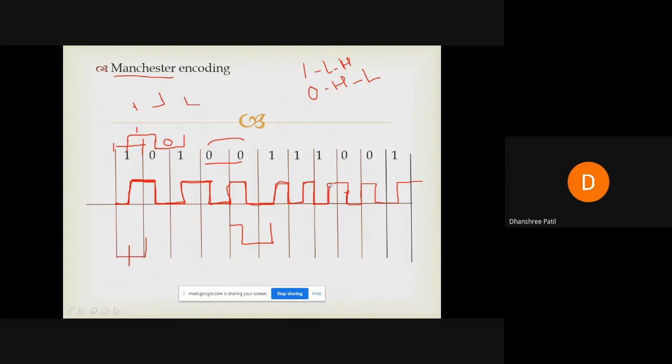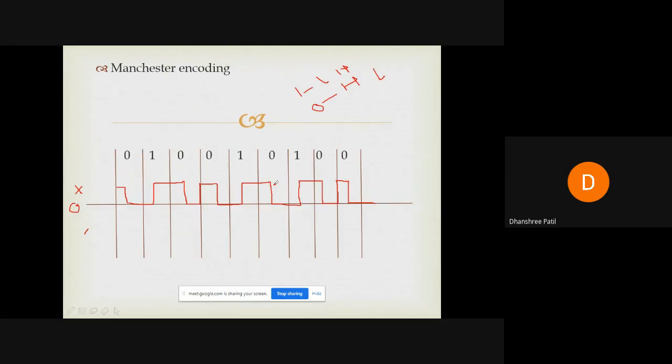Okay. Then 0 is high to low. Again 0, so high to low. And 1 is low to high. Okay, so that will be the Manchester encoding. 0 represents high to low, 1 represents low to high. If the same bits are there, then instead of completing that particular bit at the middle, it should end at the start of the next bit. Only remember this thing.